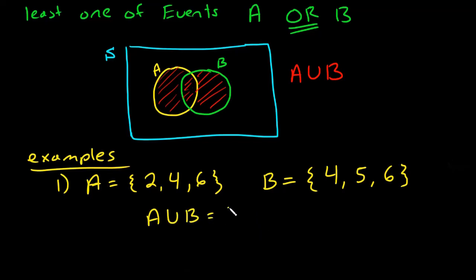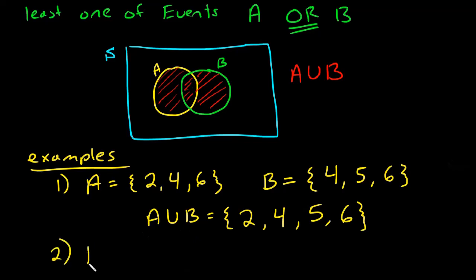If the element belongs to either event, then it belongs in the union. So 2 is in A. 4 is in both events, but I don't list 4 twice in my union. I just list it once. Then 5 is in event B, so that counts. And 6 is in both events. So if it's in A or B, then it's in the union.